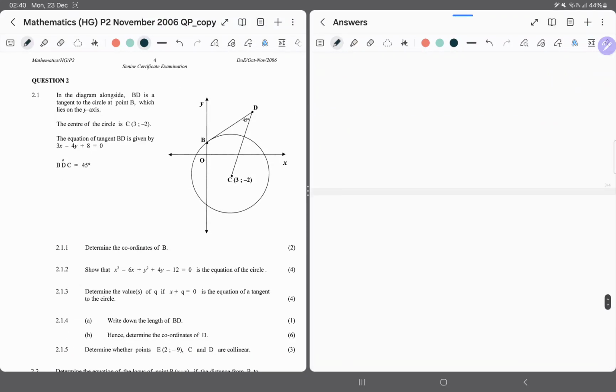So let's get to question 2. Now question 2 is the typical grade 12 question. Right, let's read the statement for 2.1. We are told in the diagram alongside BD is a tangent. Who is this? A tangent. So what do we know? Tangent is perpendicular to radius.